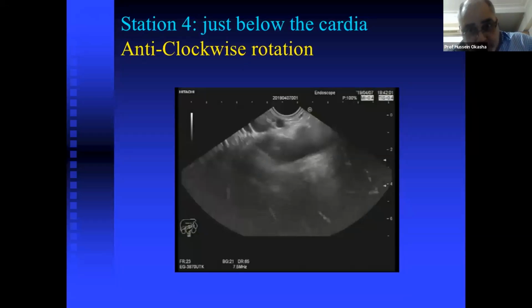We will go back to the aorta just below the cardia and the origin of the major vessels, celiac and superior mesenteric, and start to do counter-clockwise or anti-clockwise or left deflection of the echo endoscope.